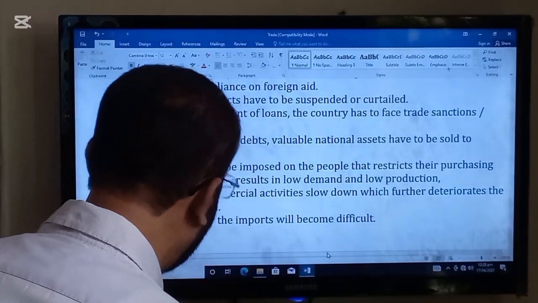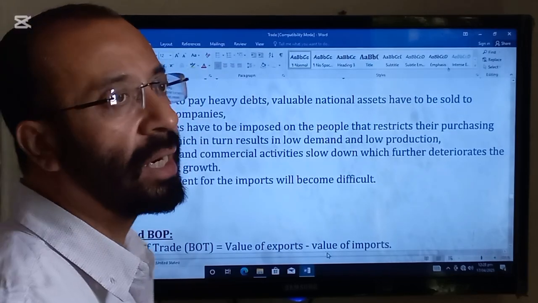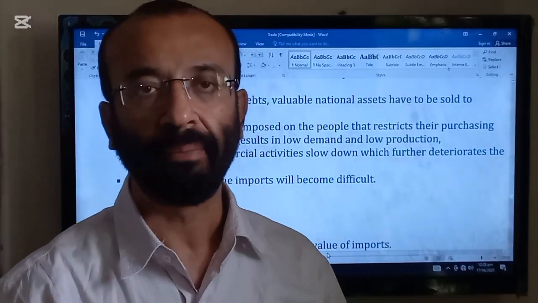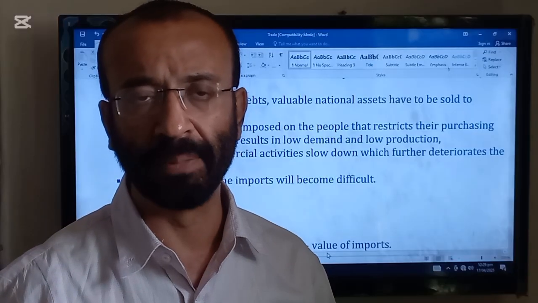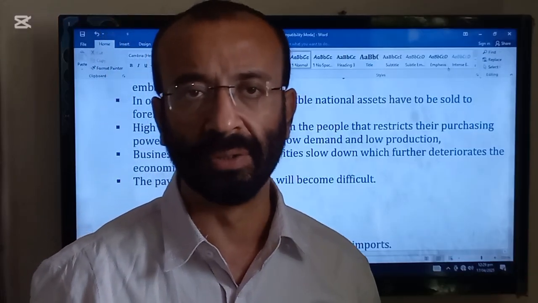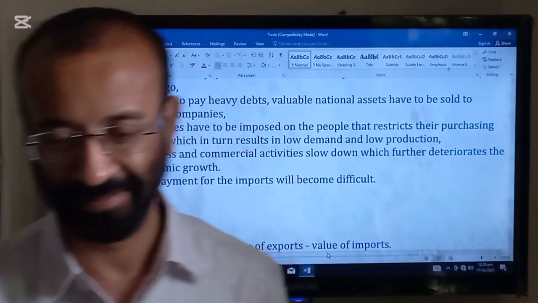So these were the effects of the early composition of imports and exports, rather not only the early composition but afterwards also. So these are the effects.